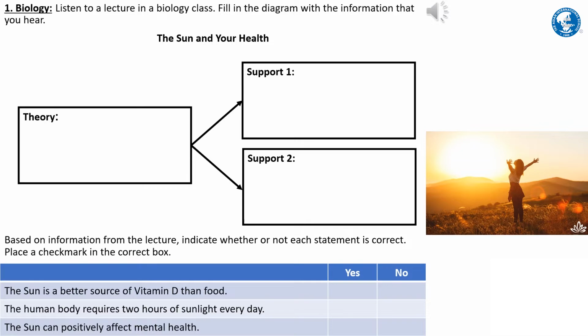1. Biology. Listen to a lecture in a biology class. Fill in the diagram with the information that you hear.